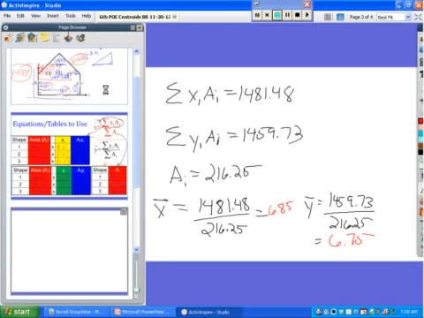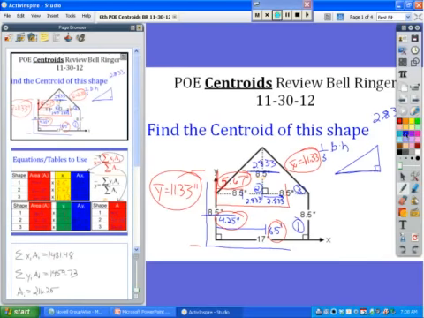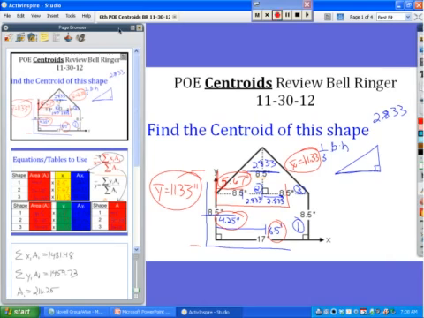So if I were to go back to my original drawing and draw where it is, from the left it's going to be 6.85, and going up it's going to be 6.75, and that'll be the center of this particular shape.